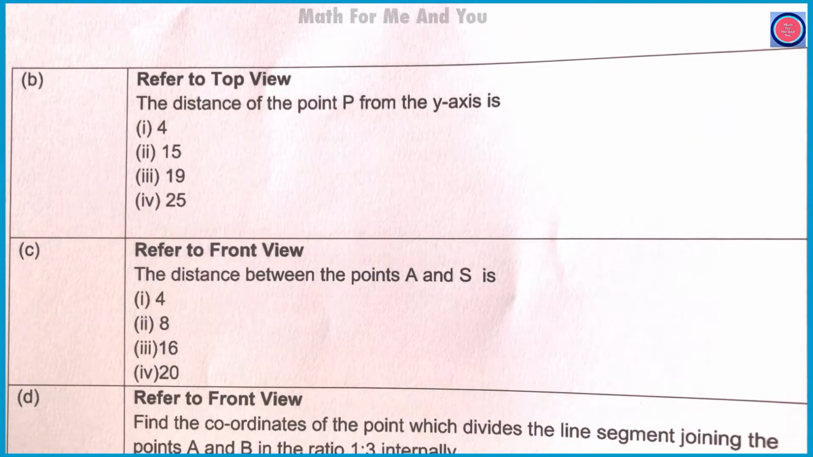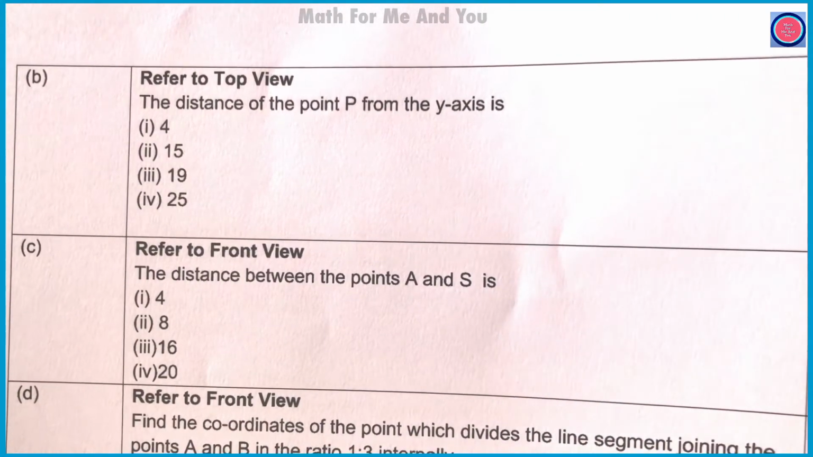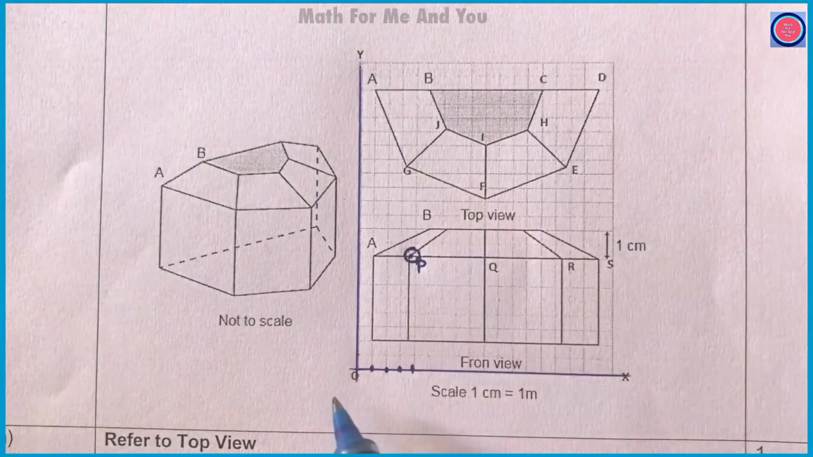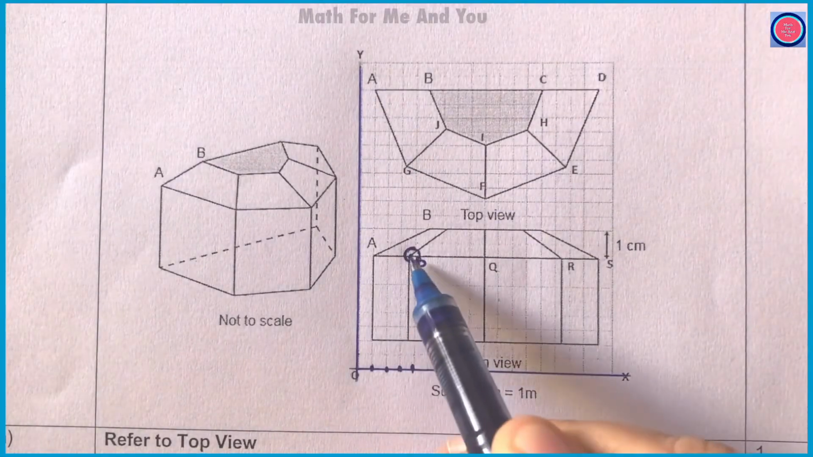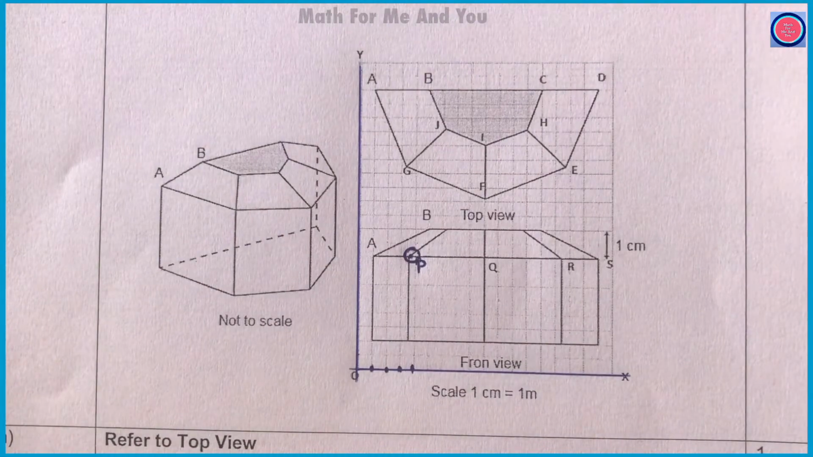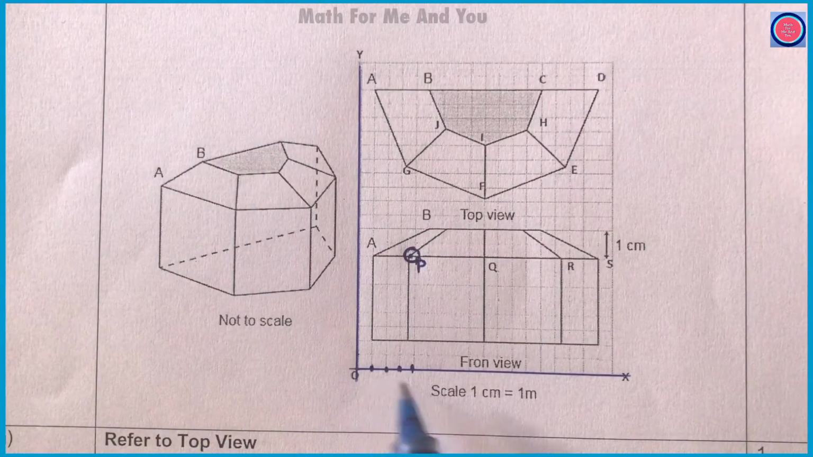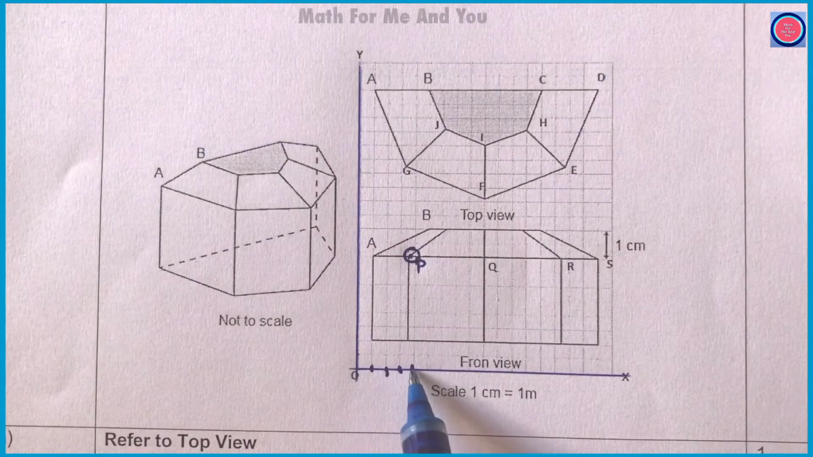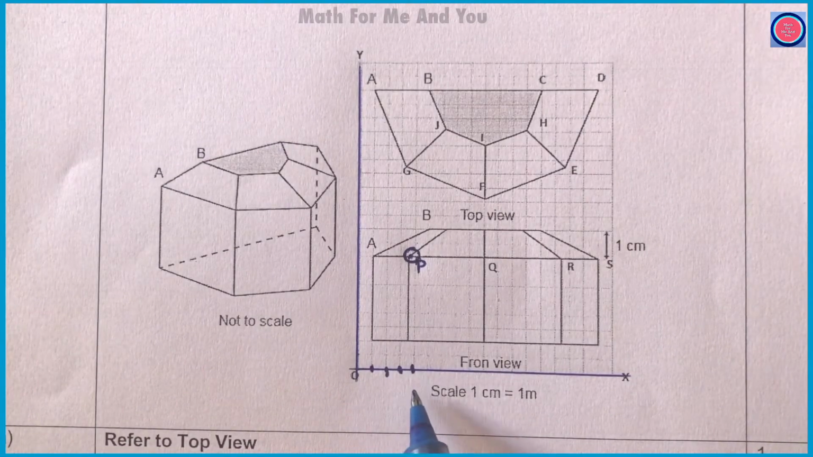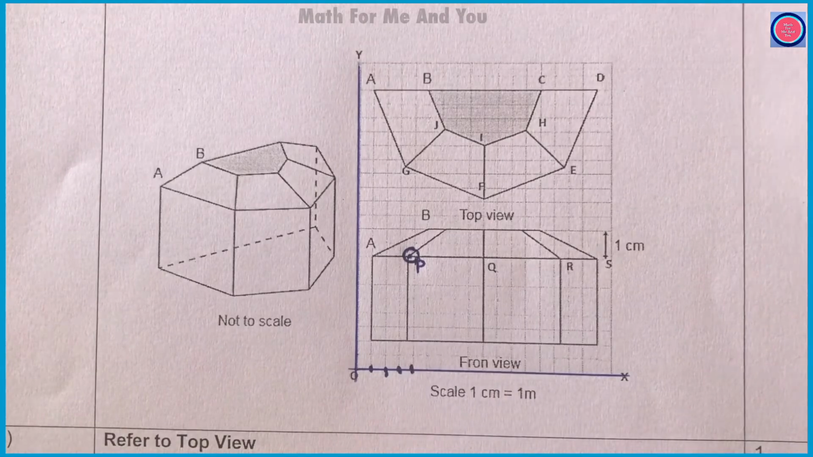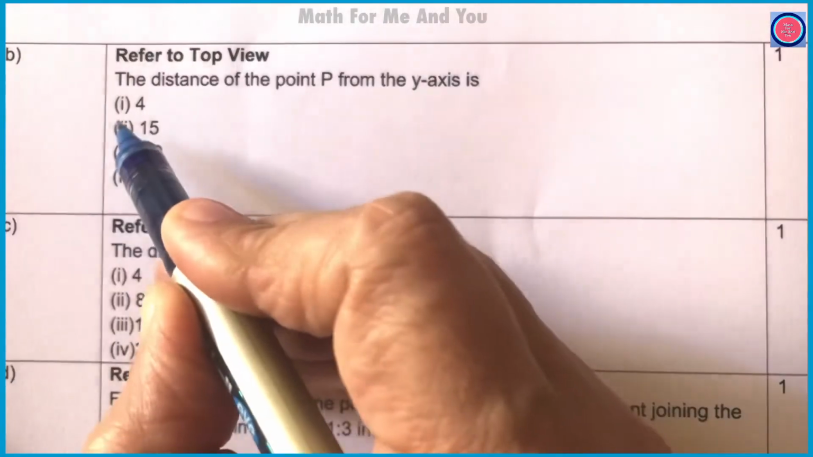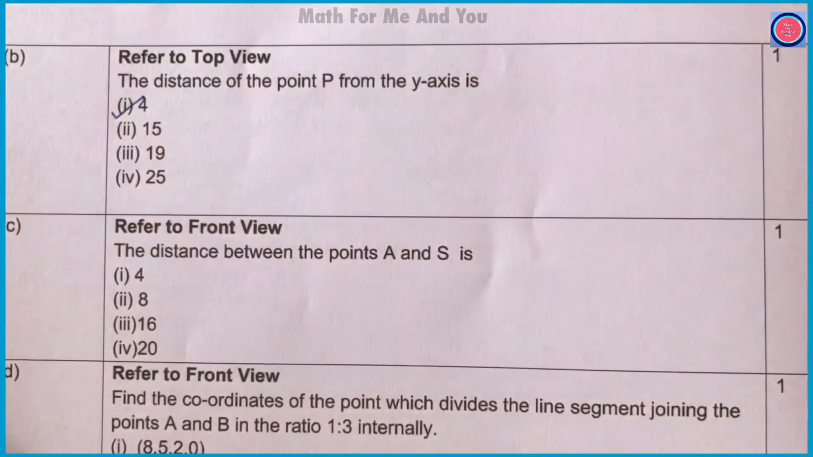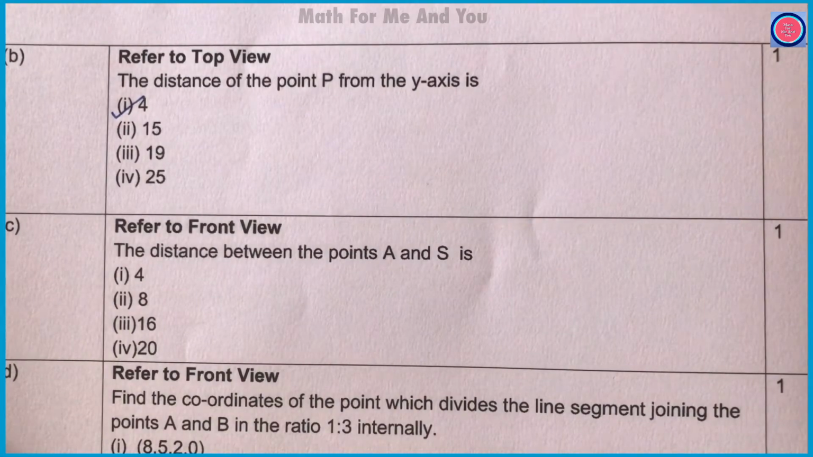The distance of the point P from the y-axis. So we have to look at the diagram and then we can find the distance. See here, this is the y-axis. And where is P? See, I have marked it. What is the distance from the y-axis? Just count how many units away: 1, 2, 3 and 4. Not exactly but almost 4. So we can say the distance from the y-axis is 4. Option 1 is the correct answer. See how easily we get the answer.